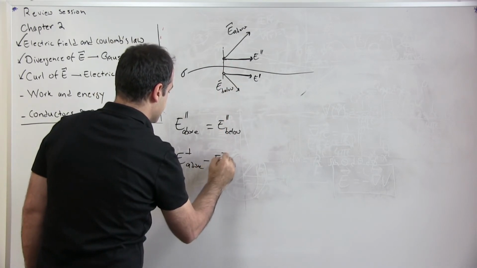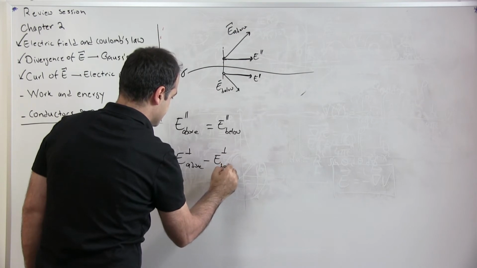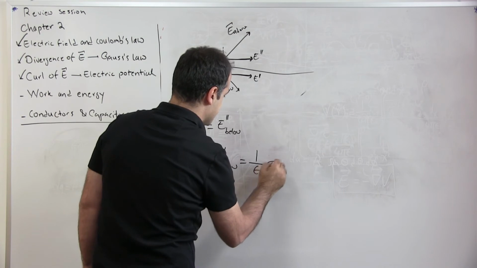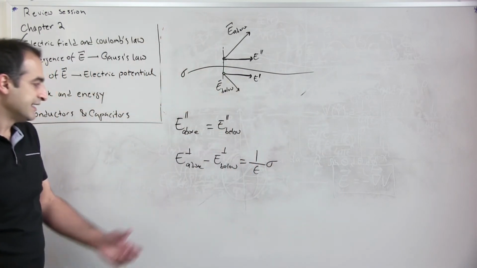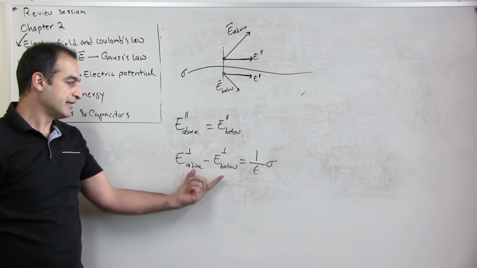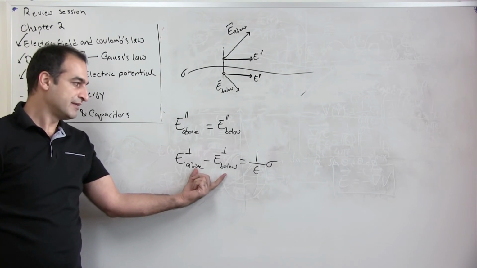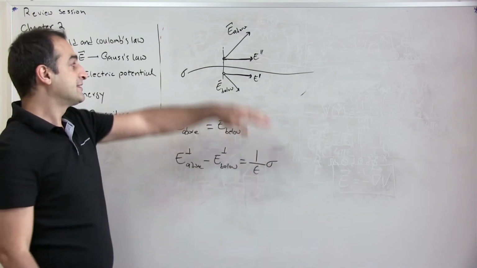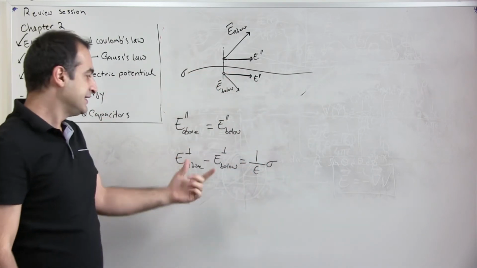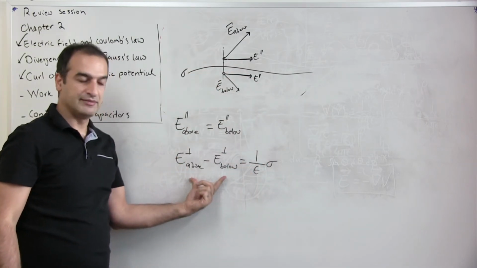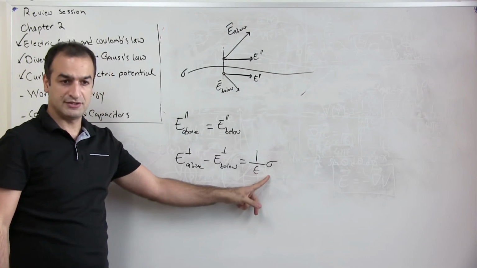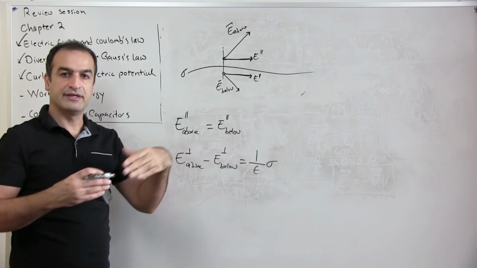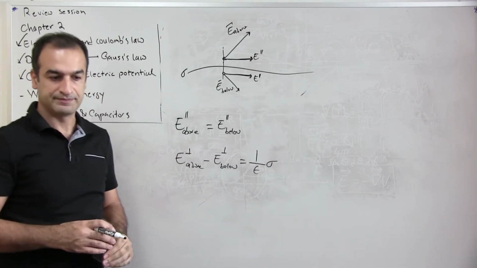And in fact, there is a discontinuity here, which is proportional to the surface charge density at any point. Okay, so E above, the perpendicular component, if you look at the difference from E below, that's proportional to the surface charge density. So if the surface is not charged, yes, these two should become equal to each other. But as soon as you have certain charge distribution on the surface, then the perpendicular components become discontinuous.